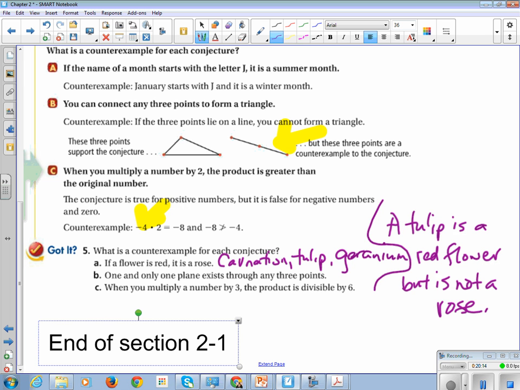All right, so let's look at these other conjectures. One and only one plane exists through any three points. Or four planes. So if I had three points that were like these guys, all in one line, then I would have a plane that comes out towards us. I can have a plane that is vertical.